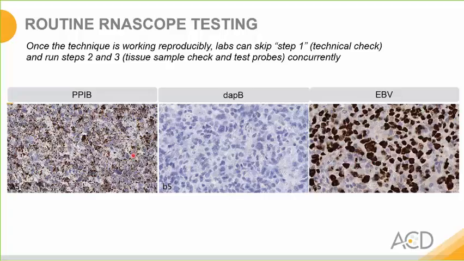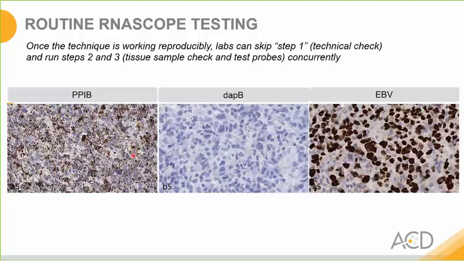In this RNAscope experiment shown for assessment of EBV in a target tissue of interest, this strategy was done where, since the assay was working in the lab, we proceeded immediately to testing the target tissue with positive control probe, the negative control probe, as well as the target probe, which is EBV in this case, all concurrently in order to save time. And this is really the most efficient way to use the assay once it's up and running in the lab.